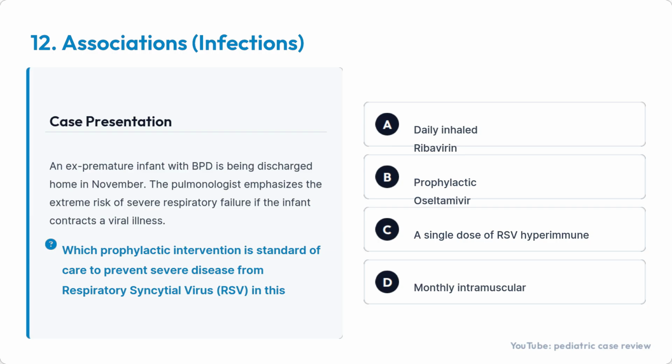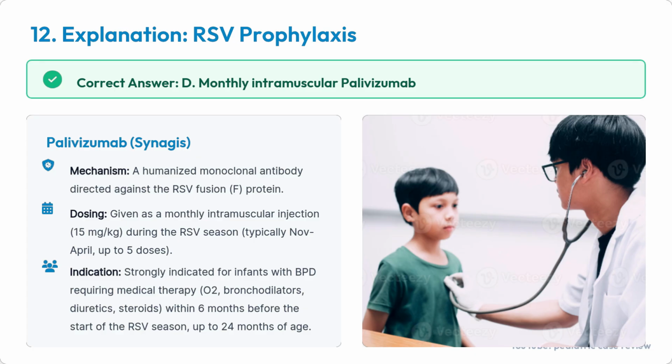Option A, inhaled ribavirin. Option B, prophylactic oseltamivir. Option C, hyperimmune globulin. Option D, monthly intramuscular palivizumab. The correct answer is option D, monthly intramuscular palivizumab.